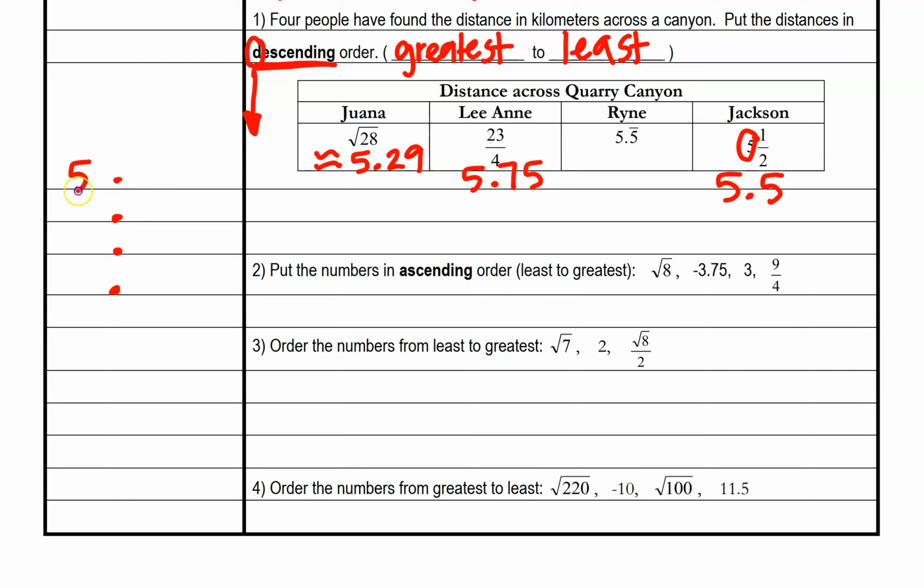My first number is 5.29. My second number is 5.75. My third number is 5.5 repeating, and my fourth number is 5.5. Now, so that is the second step. So first step, turn them into decimals. Second step, make sure that you align your decimals. Third step is you are to fill in any missing gaps, any missing spaces.